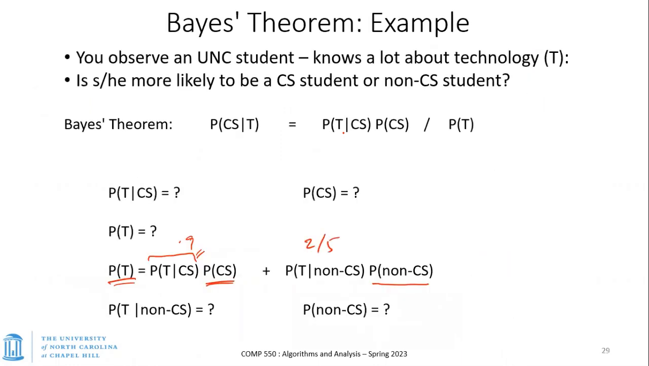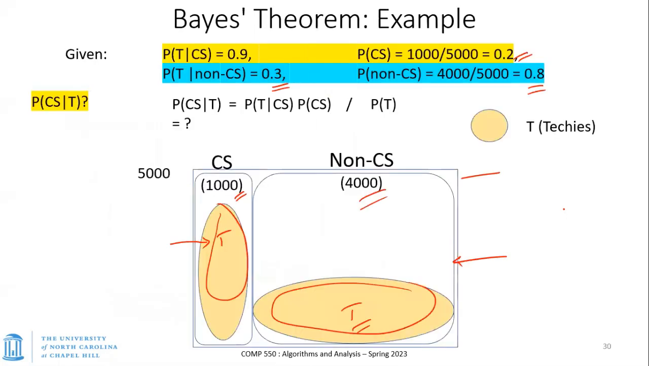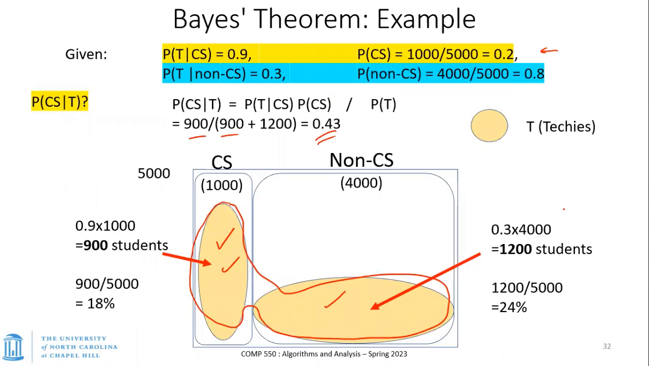So what you could do is take the probability of techies, which is 0.9 times 1/5, plus this was coming out to be 30%, times the probability, this is 4/5, and you could calculate this. If somebody has a calculator, they could do it. But I just showed you in terms of the actual numbers, because sometimes it's actually useful to think about it in terms of the actual numbers.